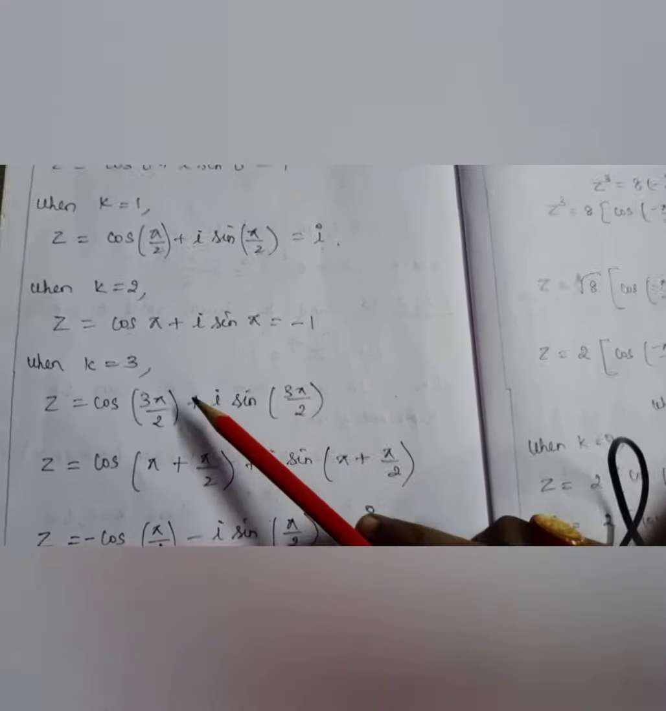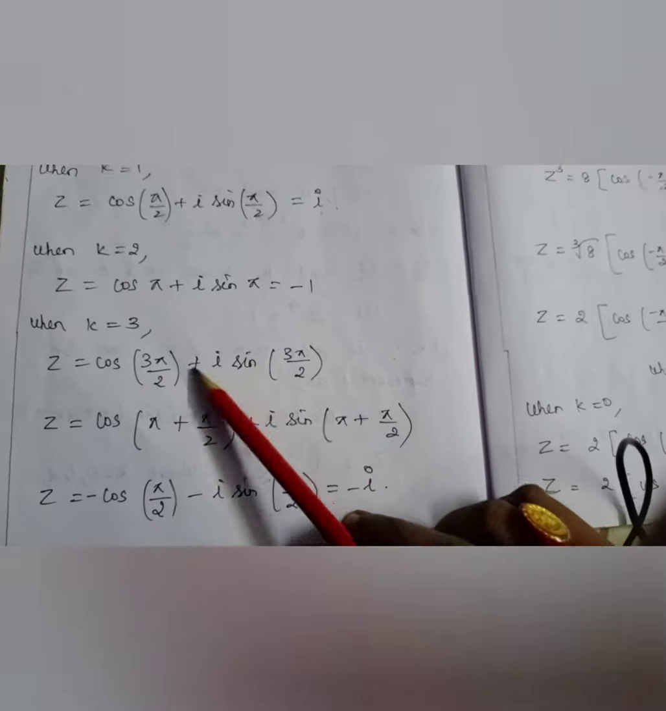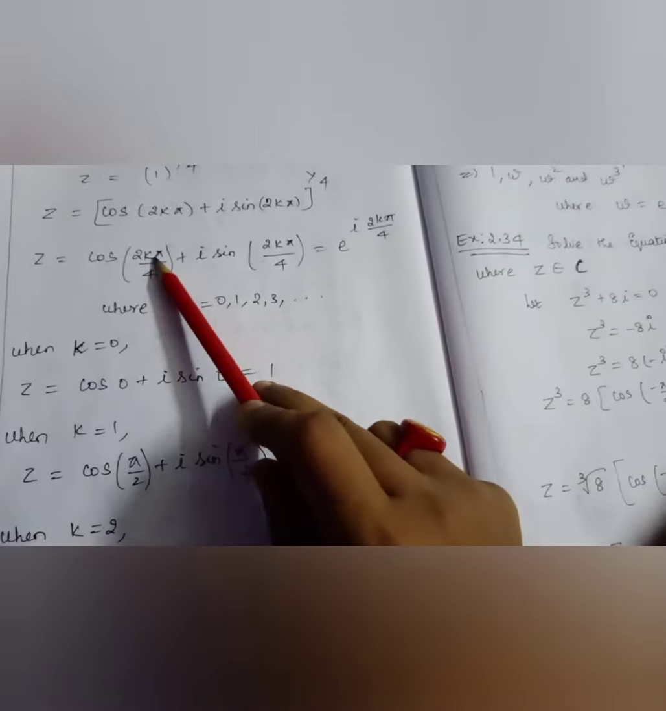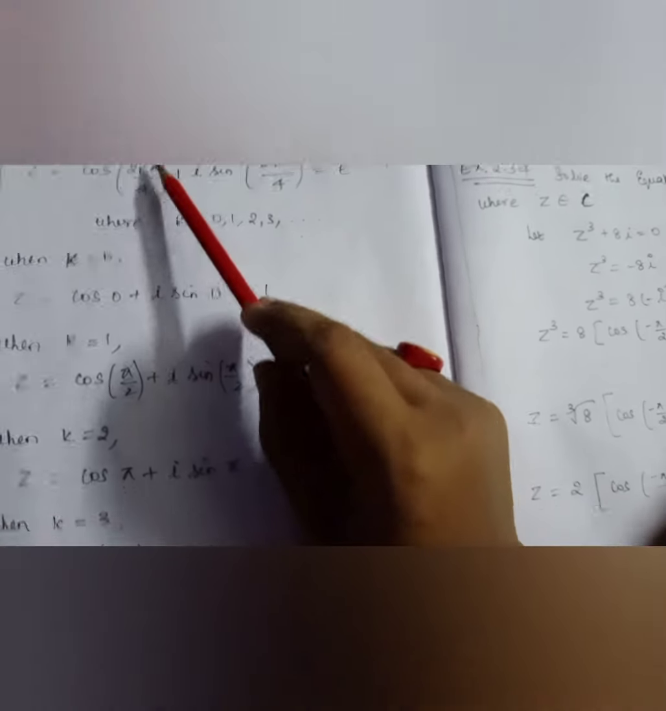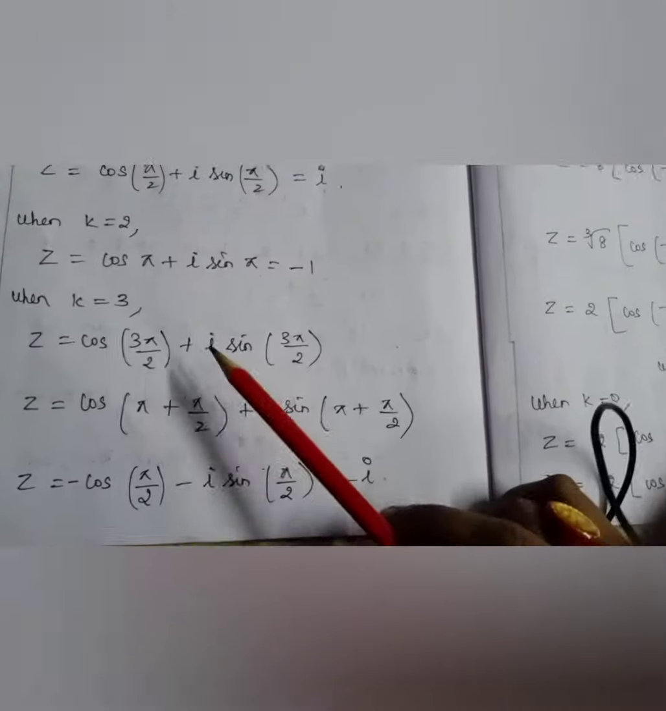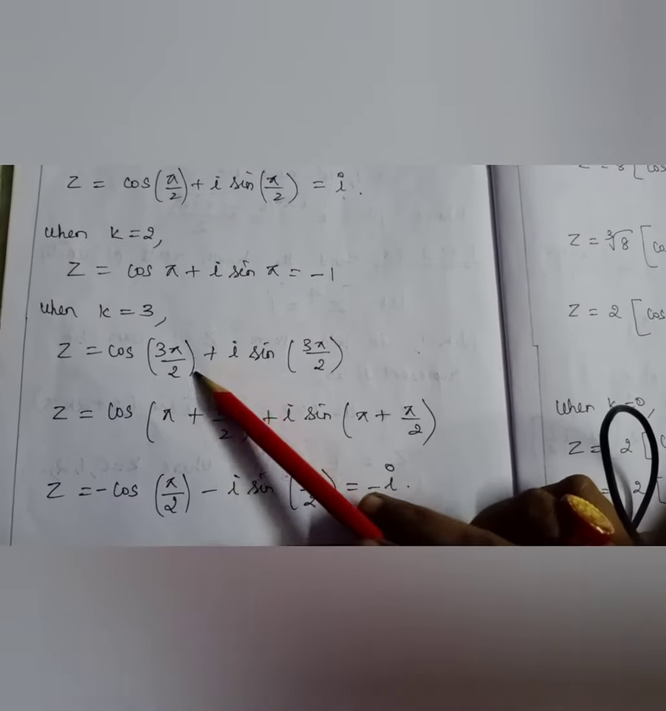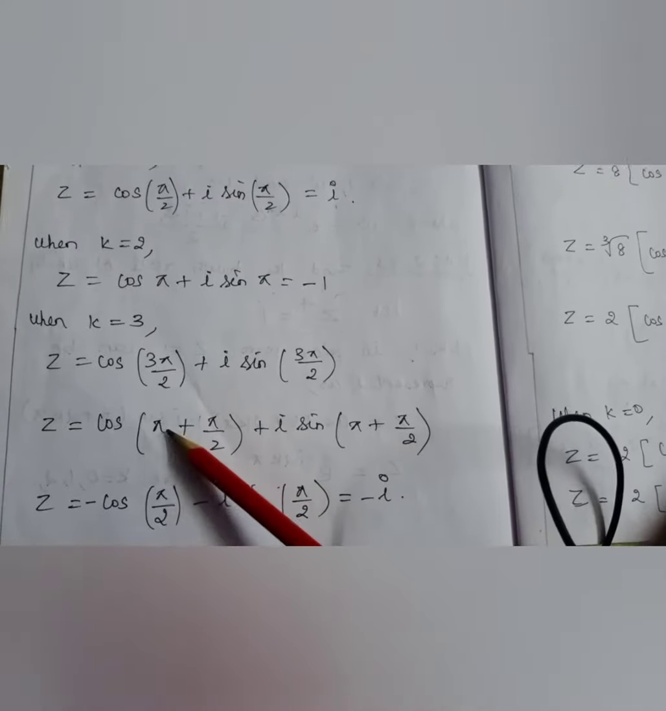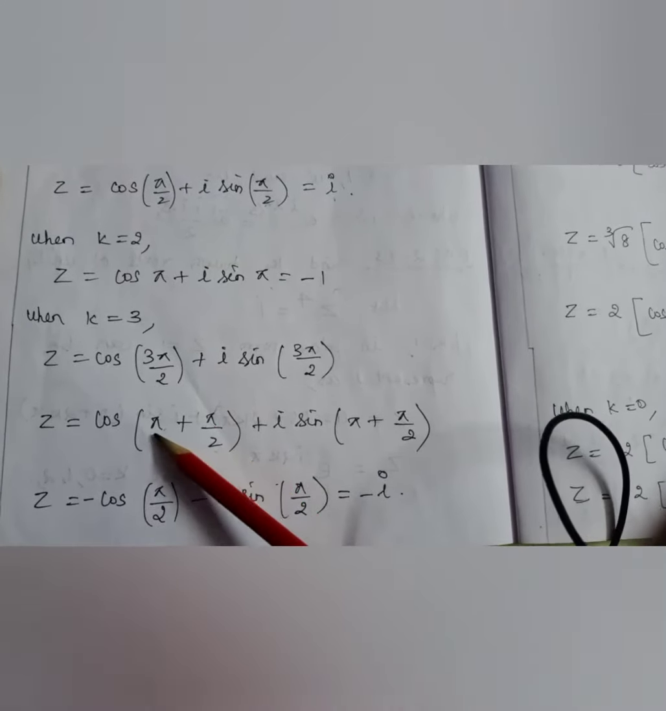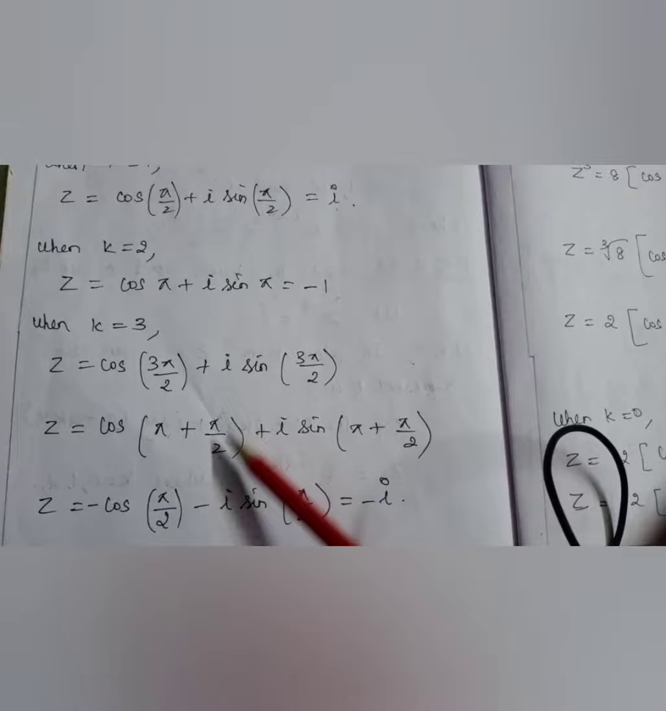Next, when we are going to take the value of k as 3, what will happen? 2 and 4 will get cancelled. So it is 3π/2. So we are getting z is equal to cos 3π/2 plus i sin 3π/2. And I can write this 3π/2 as π plus π/2. Take the LCM, it is 2π plus π, that is 3π/2.